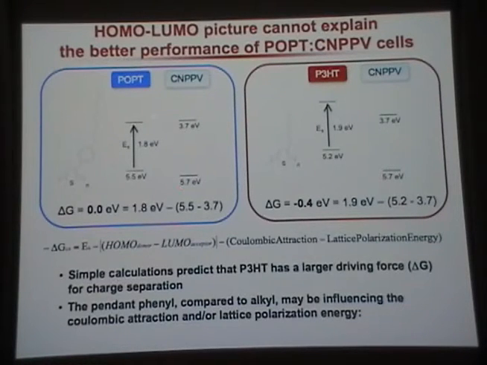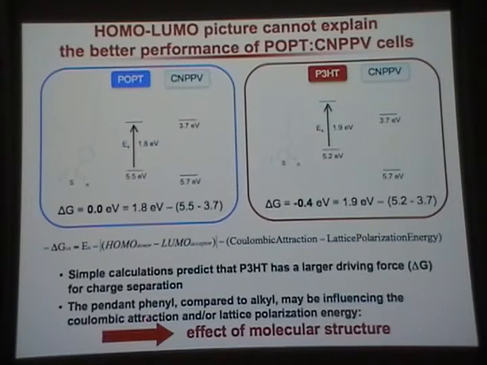Now, you know that just looking at the difference in LUMO is a little bit of a naive way of figuring out the driving force for charge separation, because you have to remember that the electron and the hole have a Coulombic attraction. There is also the lattice polarization energy, and so the idea was, well, maybe this pendant phenol group does something to the Coulombic attraction, the lattice polarization, something that I cannot summarize just in a HOMO-LUMO diagram of the unique polymers. And so what that something was a little bit of a mystery, and so this is where we come into play.